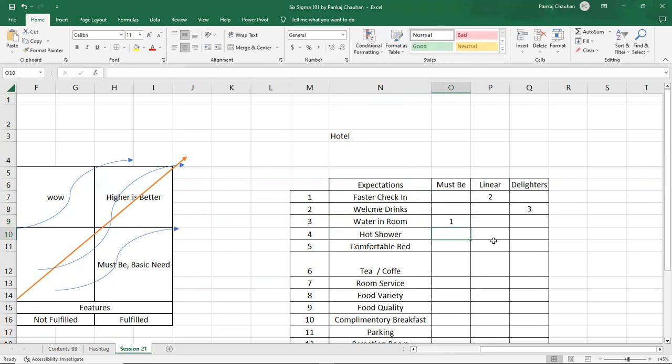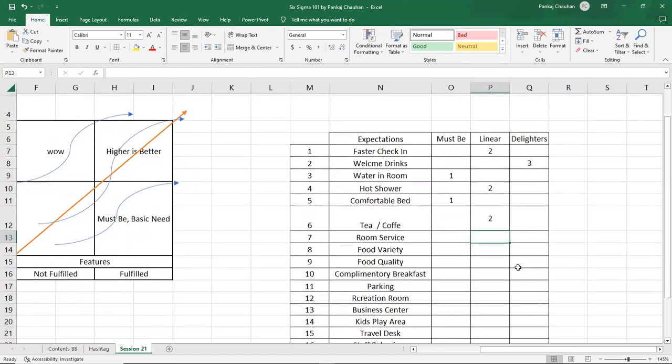Hot shower, if hot shower is not available, people will still not mind. But if hot water is available, customer will feel more happy. That means this should be part of your linear category. Bed comfortable is a must-be requirement. Tea or coffee, if you have more variety of tea pouch or coffee powder, probably customer will be more happy. So then it should be a part of linear category.